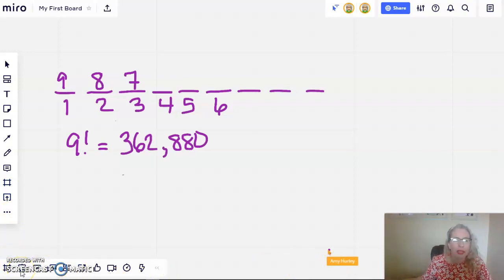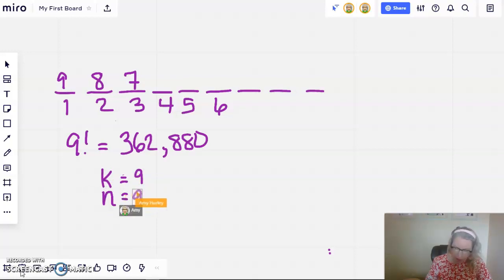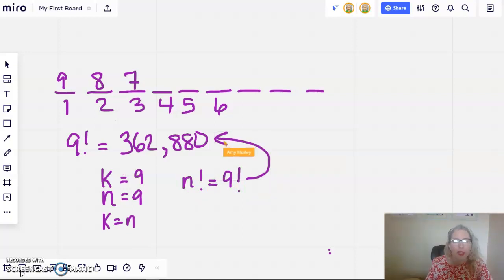Now, if you knew that this was a permutation without repetition, and you knew that the number of decisions we needed to make, k, was 9, and the number of people to fill those slots, n, was 9, so you knew that k equaled n, then you already knew that the formula we needed was n factorial, which is 9 factorial, which is 362,880.